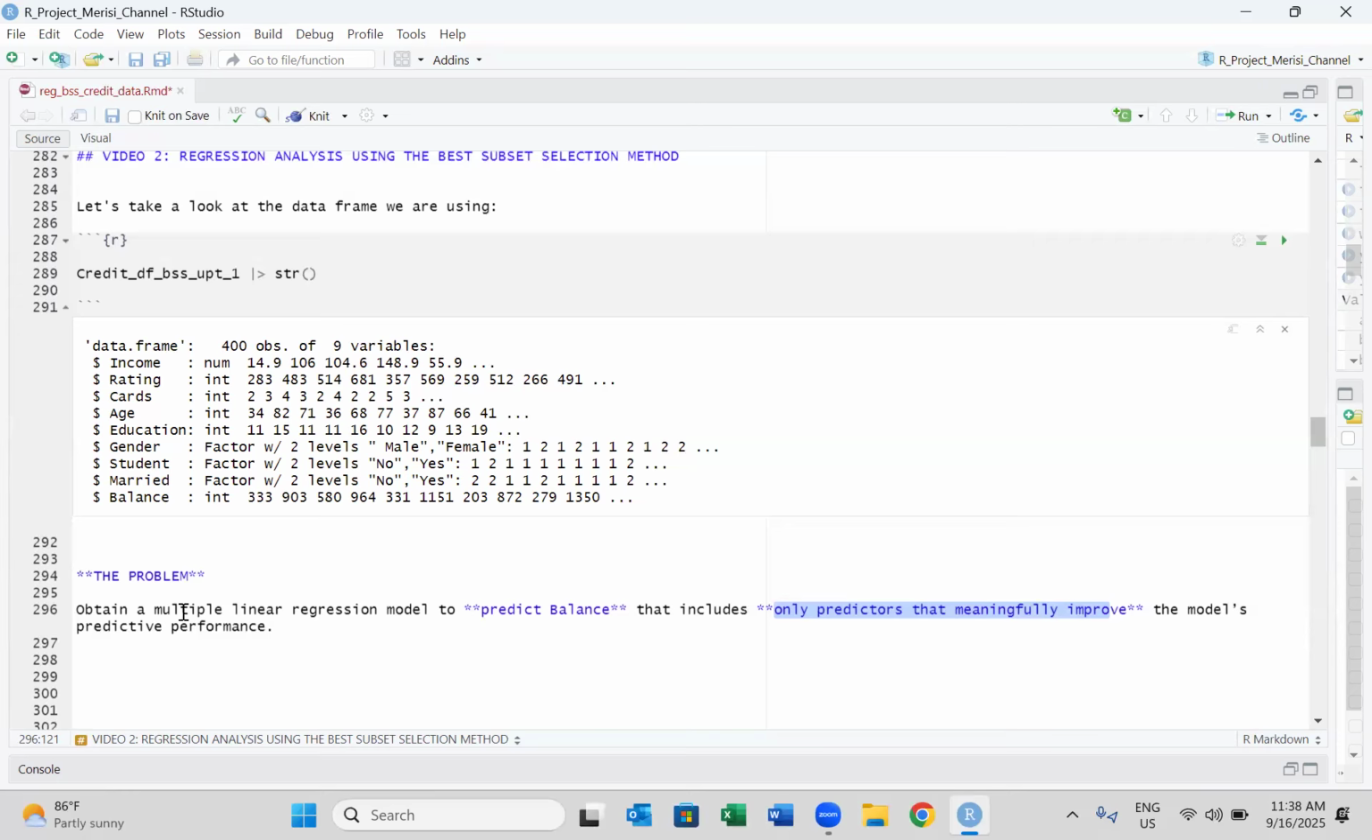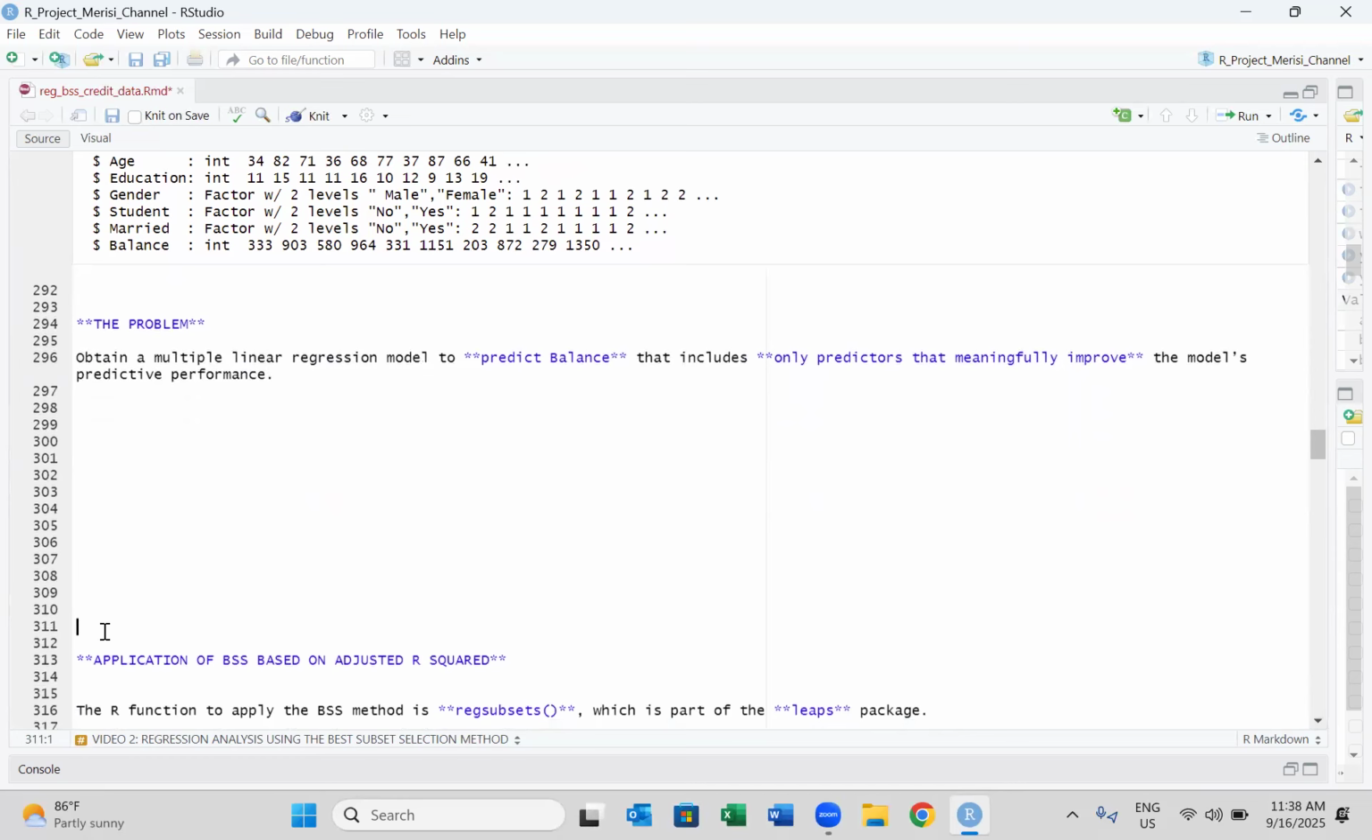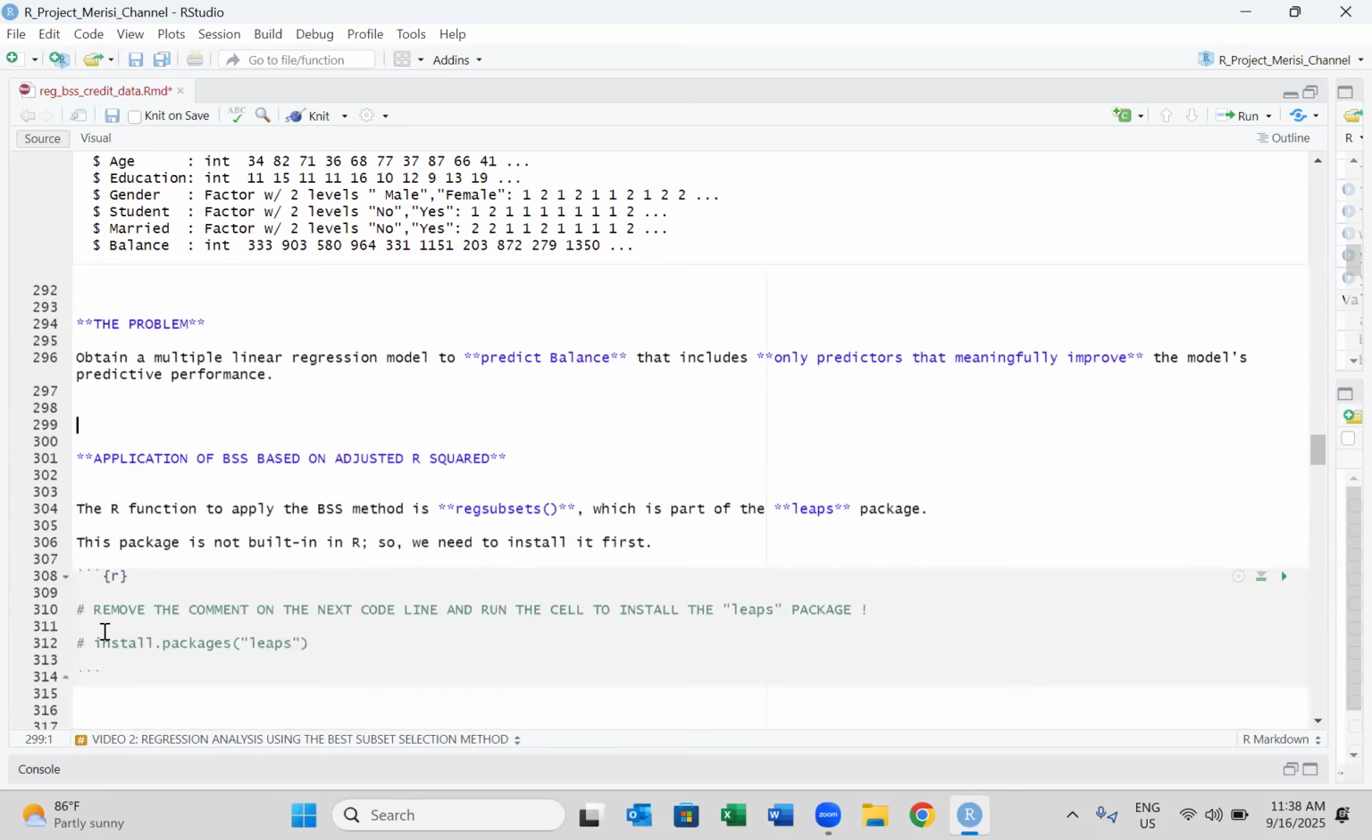To actually obtain this, as you probably saw in the title of the video, to obtain the multiple linear regression model, we are going to apply the best subset selection method. Let's do that. Actually, let's first apply the best subset selection method based on adjusted R squared. And then later, we're going to apply the best subset selection method based on RSE.